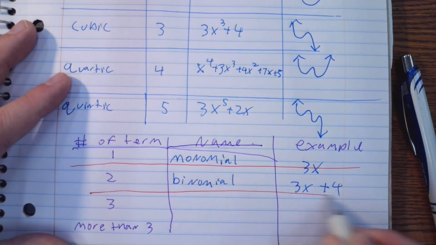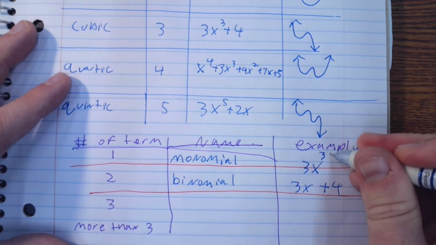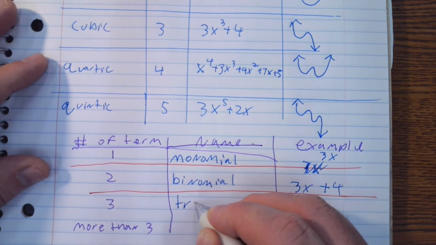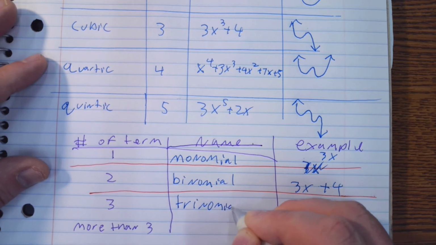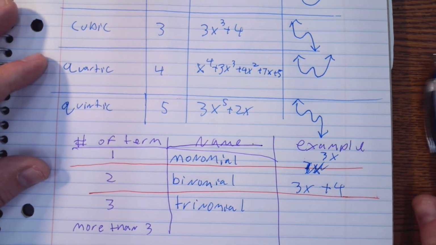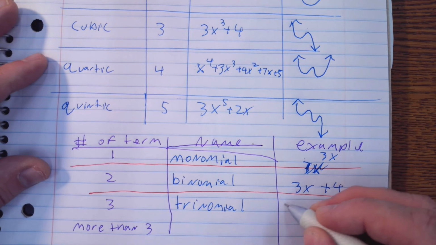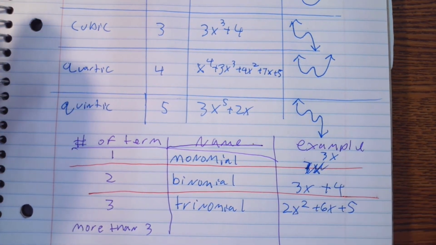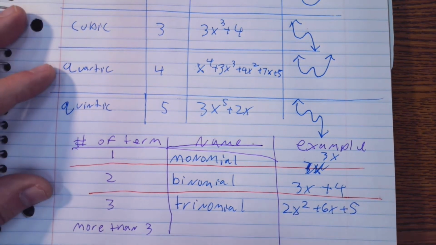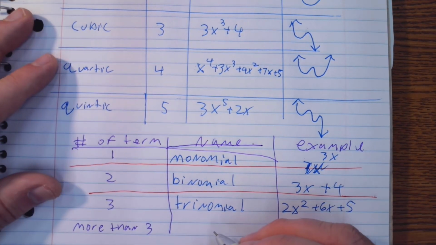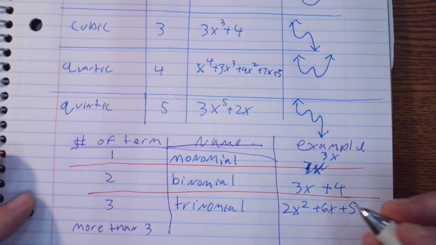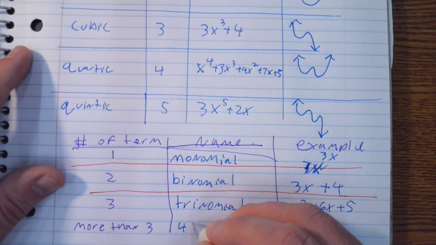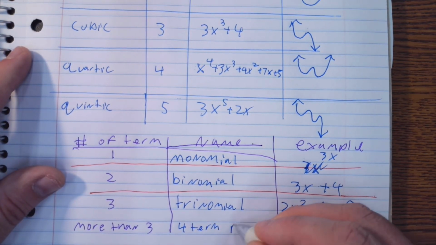All right, let me make sure we don't get those confused. That's a 3x. 3 terms, like a tricycle, is a trinomial. Okay, and we're going to see trinomials a lot at our level. Okay, more than 3 terms, we're just going to basically say, so if it was 4, we'll do this, 4-term polynomial.